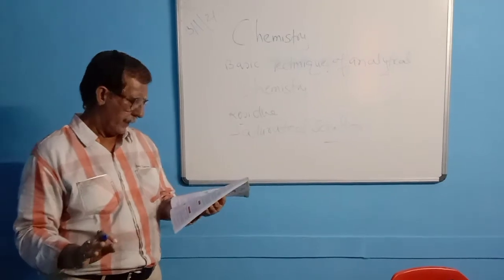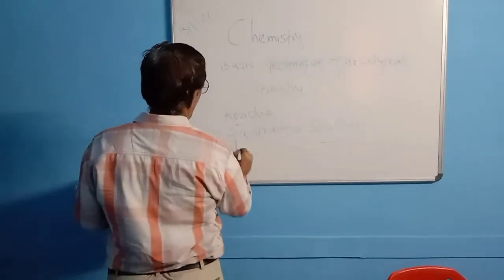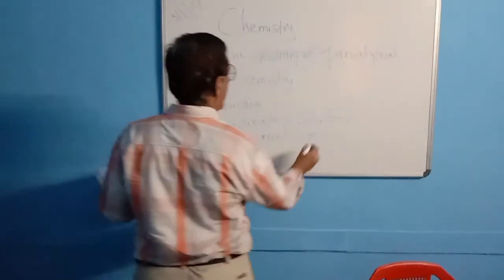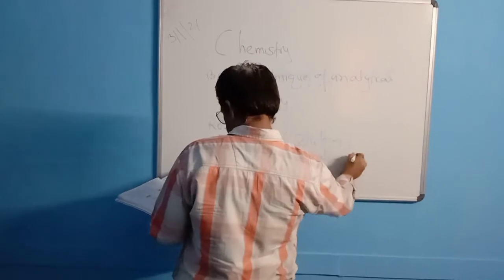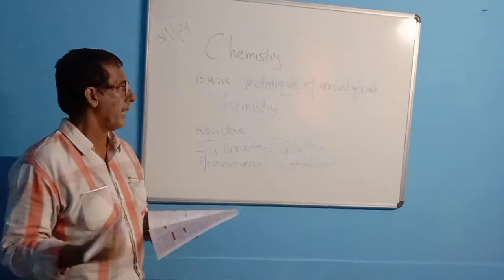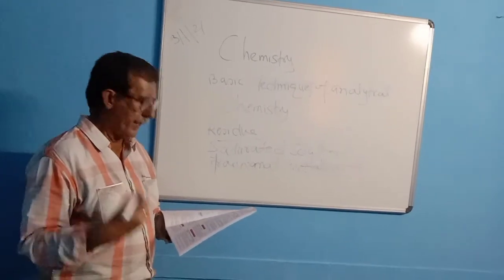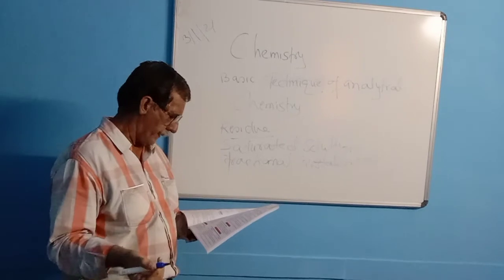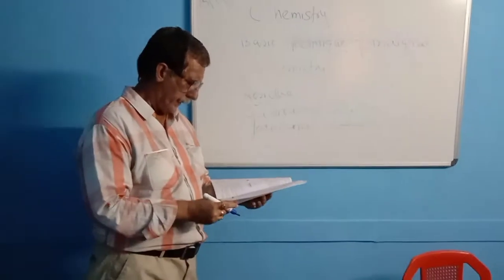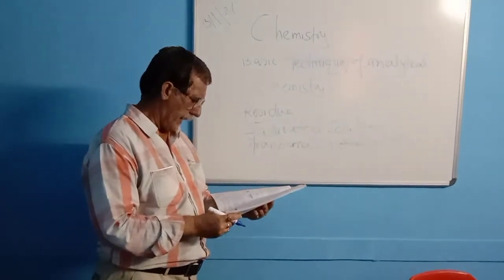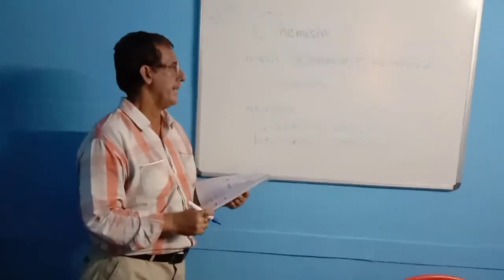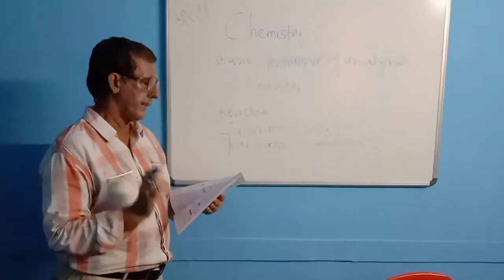Now we come to fractional crystallization. What do I mean by fractional crystallization? Fractional crystallization means a process of separating the components of a mixture of two or more solids having different solubility in the same solvent at the same temperature. The stepwise crystallization is known as fractional crystallization. This is the meaning of fractional crystallization.